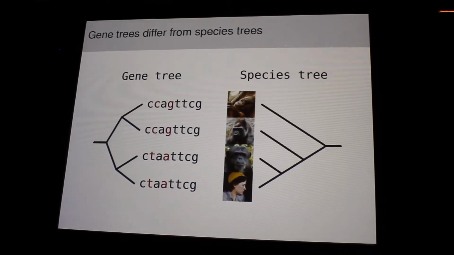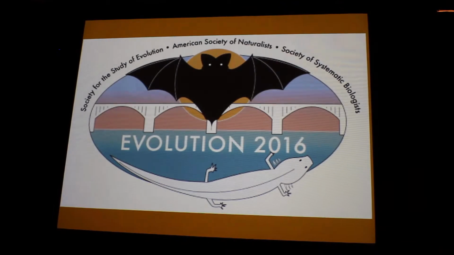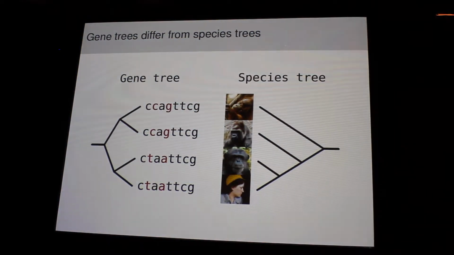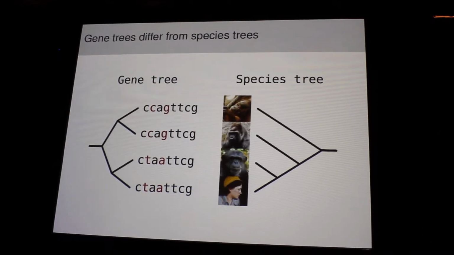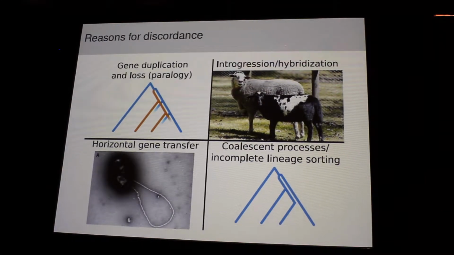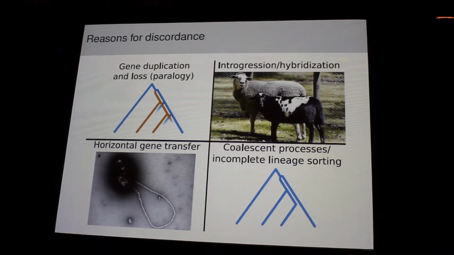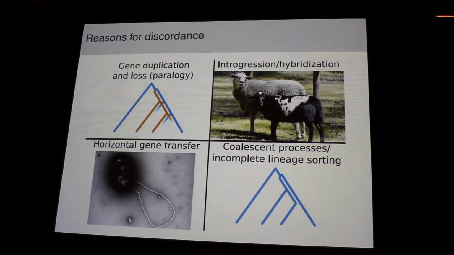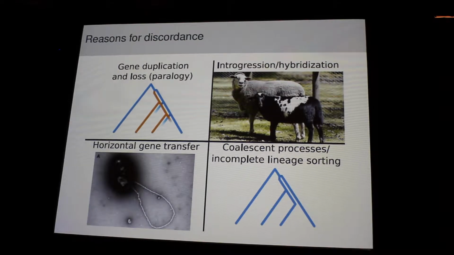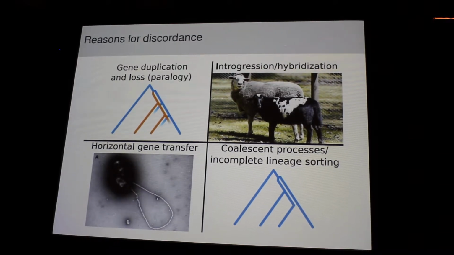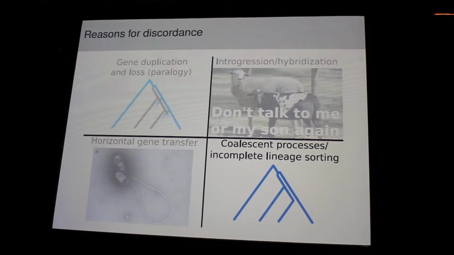We all know that gene trees often differ from species trees. And there are a number of processes that can cause this discordance. There's gene duplication and loss, which can cause paralogs to be inappropriately treated as orthologs. There's introgression and hybridization. There's horizontal gene transfer, and there's coalescent processes, including incomplete lineage sorting.